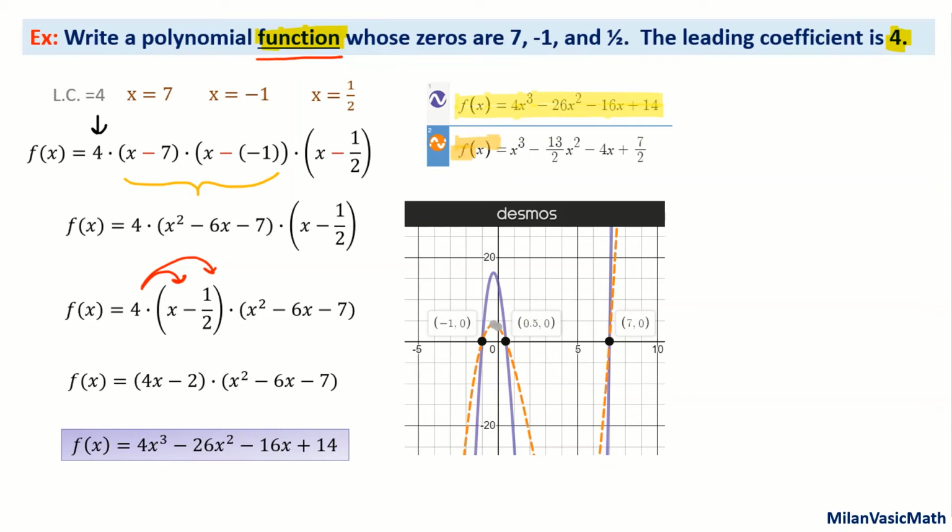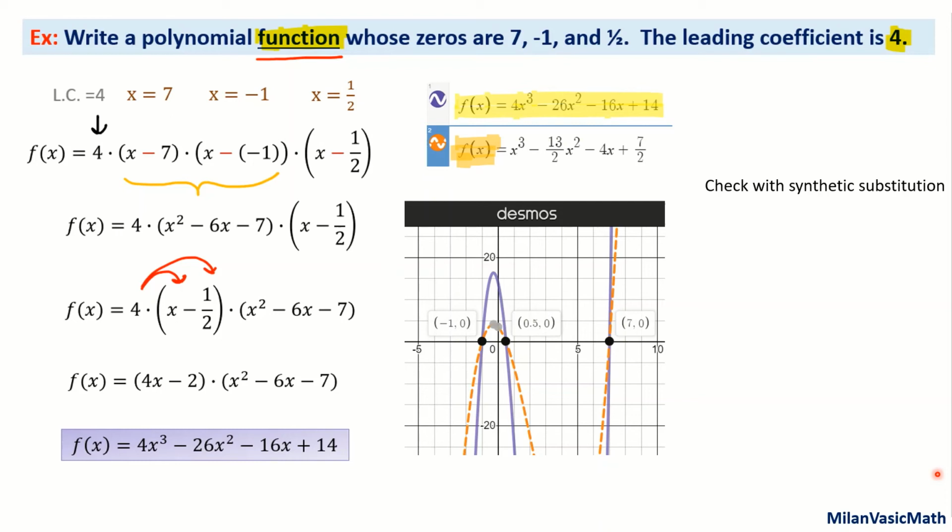is if I didn't multiply by 4. As you notice, you would still have the same x-intercepts. Still the same x-intercepts here. However, the graph will not follow the same shape because when you multiply everything by 4, you get that vertical stretch. So the graph that we want is the one in the solid line. So just note that if you don't multiply by whatever the leading coefficient should be, you would still have the same zeros. However, it is not the same graph.